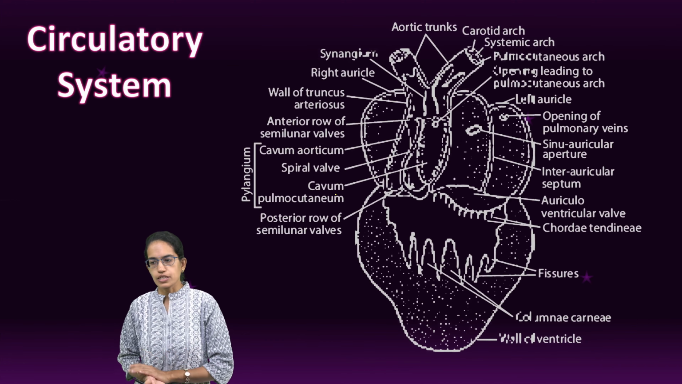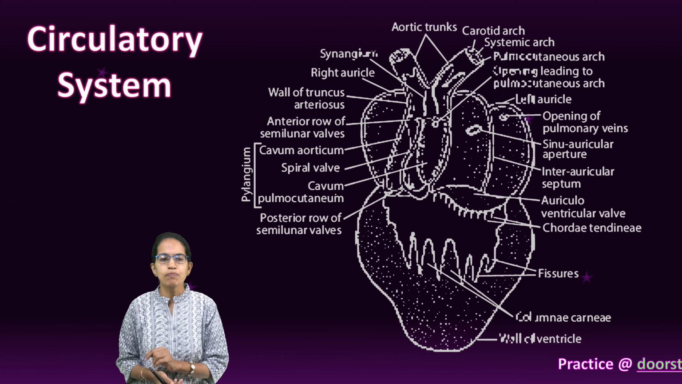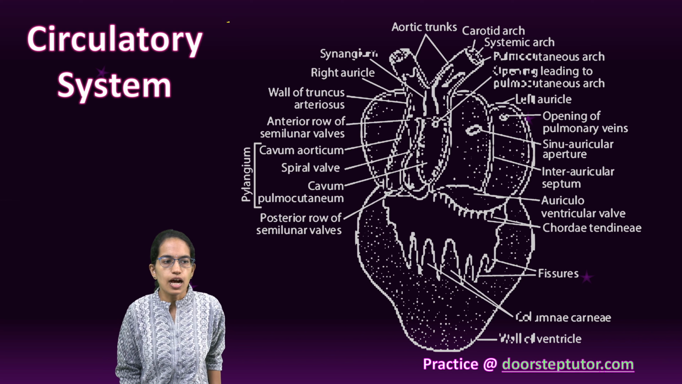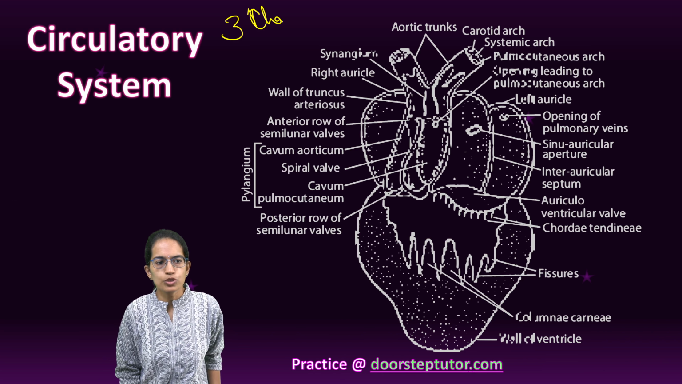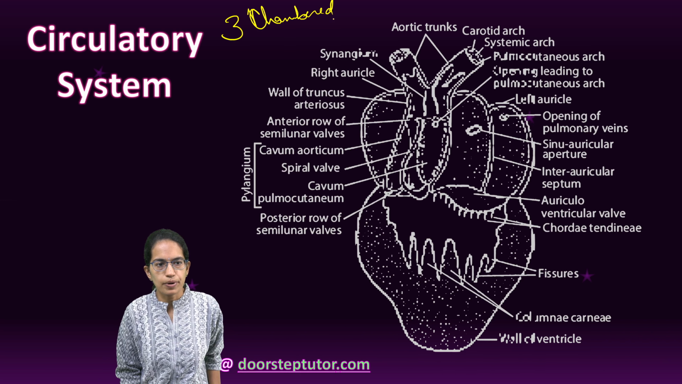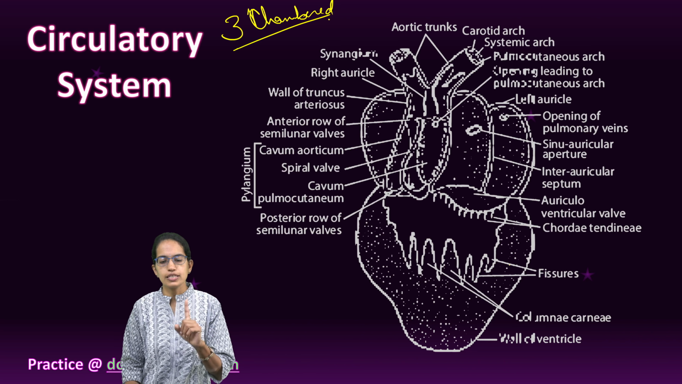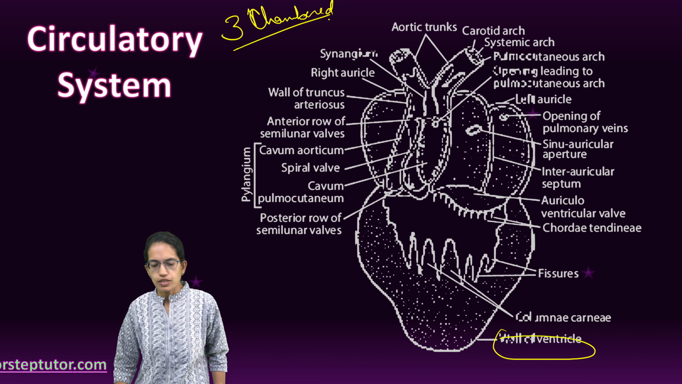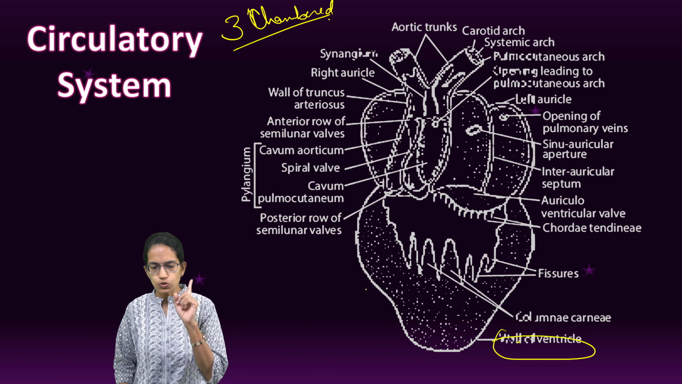Coming on to the circulatory system. Now in the circulatory system, there is a heart. This heart is three-chambered. The most important characteristic of this three-chambered heart is there are two auricles and just one ventricle. So this is the ventricle wall. The lower area is just one ventricle.